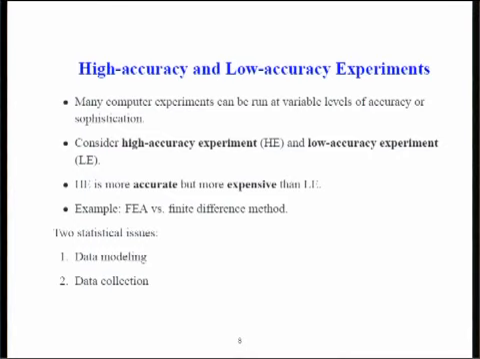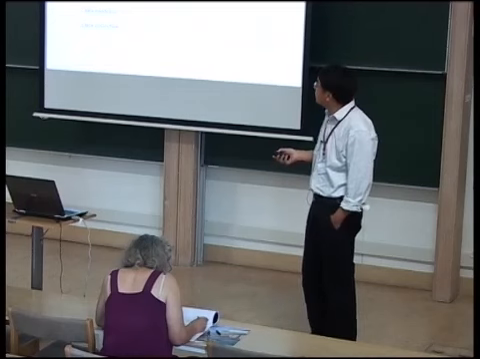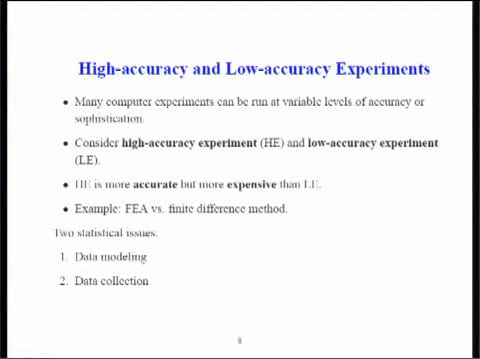For example, if you want to run a finite element analysis, you often can control the mesh size. If you have a very small mesh size, you have a very accurate result. If you have a very large mesh size, you have a very quick result, but not as accurate as the small one. In my presentation, I consider 2 such experiments, which I call low accuracy and high accuracy, LE and HE. By definition, HE is more accurate but more expensive than LE.